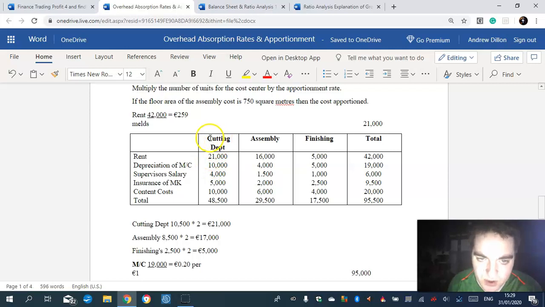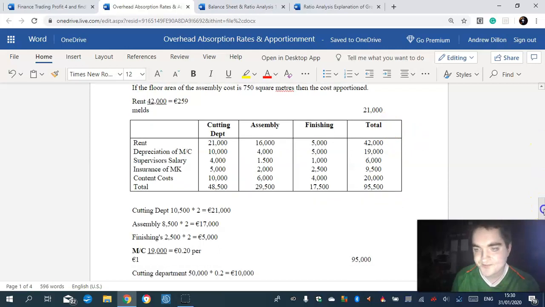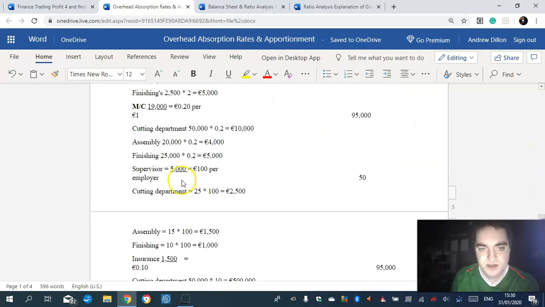Then I have a table which shows the full explanations of apportionments. The columns are the rent, depreciation of machinery, supervisor salary, insurance, canteen cost and total. I have to analyse and find the total of the results and answers to find the actual overhead apportionment rates. So the first one is current debt. Second is assembly. Third one is finishing, and then the last one is the total. There are a lot of sums to be taken. That is my calculations and my workings to find answers for the table.